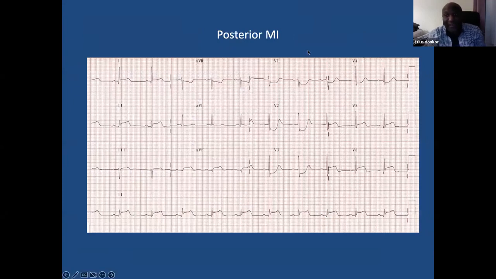So this is the posterior MI that we spoke about last week as well. With posterior MI, you get ST elevation in inferior leads, but you're looking at V1 to V3, and it might extend into V4. So you get ST depression in these chest leads, like V1 to V3. It might just be V2 to V3, and it might extend into V4. So that's the point, it's ST depression.